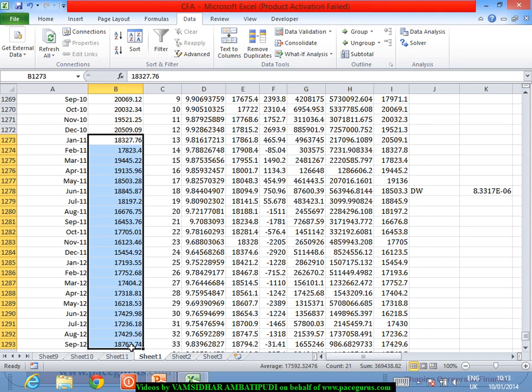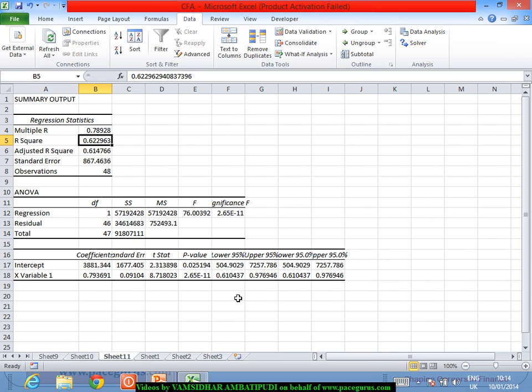Only then do we call that particular time series covariance stationary. And once it becomes covariance stationary, I can use the ordinary least squares method of regression to do the prediction part. So in this case, R squared has improved quite drastically, and if you see here, the x variable 1 p value is much lesser, contributing to a good significance level. Even if the coefficient is 0.79, it is statistically significant.